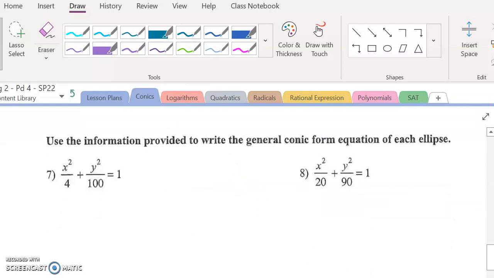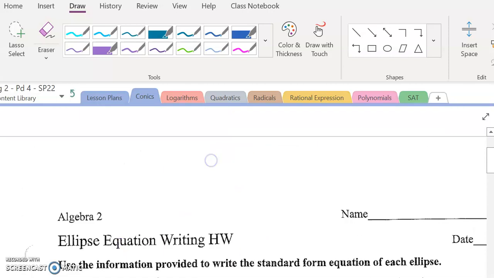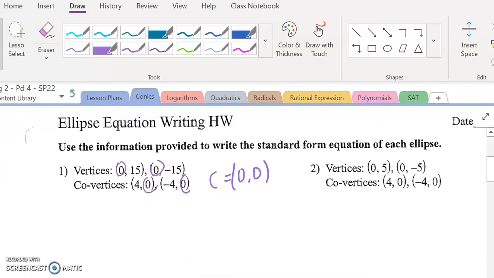So I'd like you to do the odds. I'd like you to do 7. You can ignore number 9. So odds at least 1 through 9. And then if you need more practice, you can do the evens. Also, there's Delta Math to work on for ellipses.